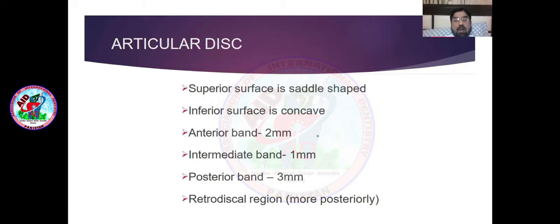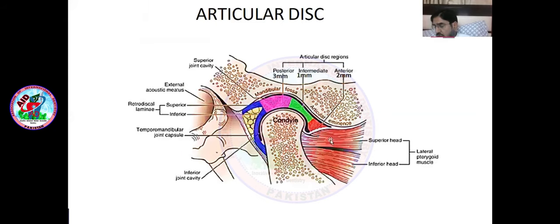Anterior band is 2 mm, intermediate band is 1 mm, posterior band is 3 mm. I'm going to describe it, and the retrodiscal region is more posterior, as I describe it here. Look at this photograph nicely. There are three colors for the disc. You look at here, this red color is the anterior articular disc region, which is 2 mm thick.